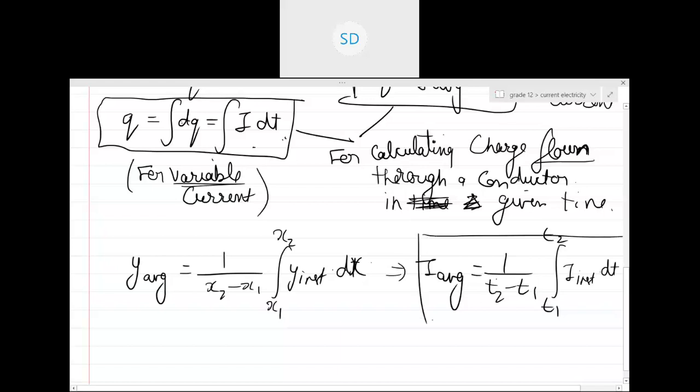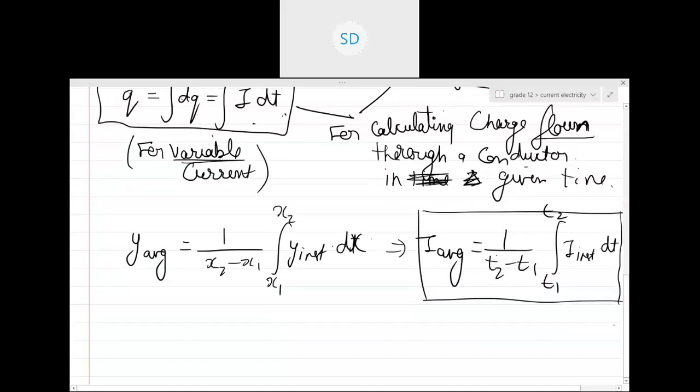This is the relationship between average current and instantaneous current. I'll give you some questions based on this later on. Is this clear, guys? Clear, sir. Are you done noting this down? Yes, sir. Can anyone tell me some other properties?